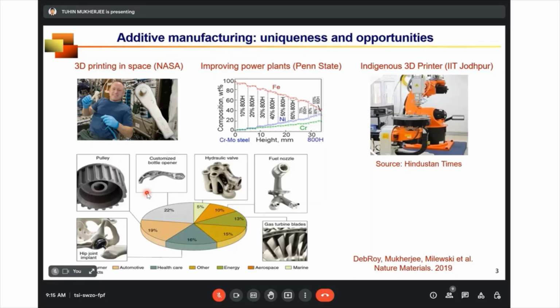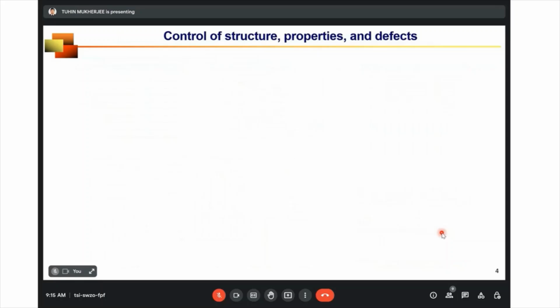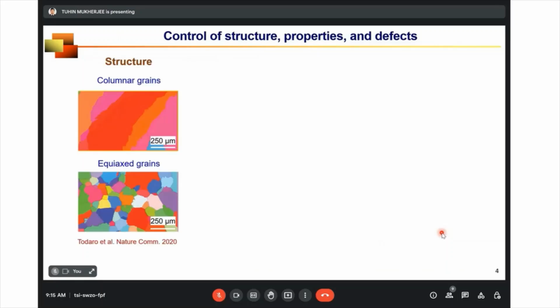So what are the problems? Among more than 5,000 commercial alloys that we have now, only a handful can be additively manufactured. And why is that so? Because still we do not successfully control the structure, properties, and defects. So what do I mean by structure, properties, and defects?